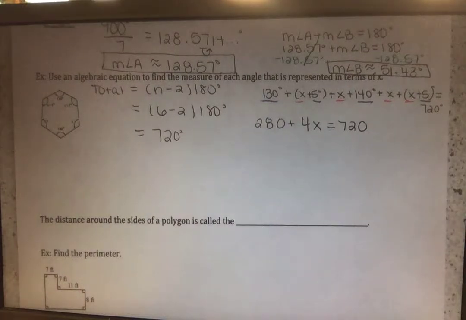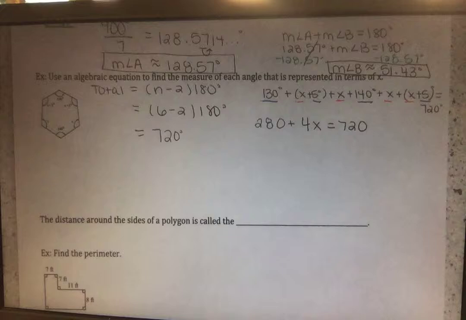So now that we have an equation, we can use this to solve for x. So subtract 280 from both sides. So we get 4x equals 440. Dividing both sides by 4, we get x equals 110.